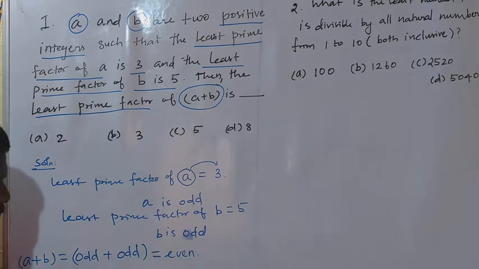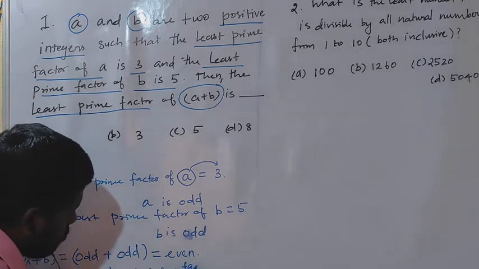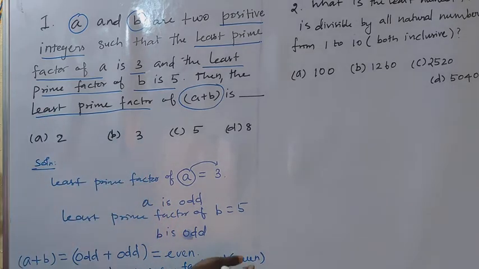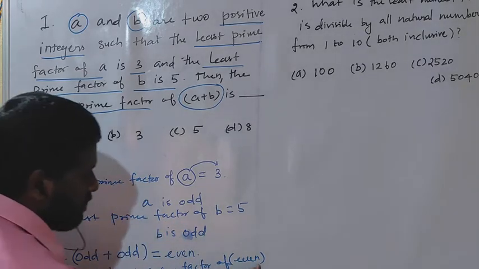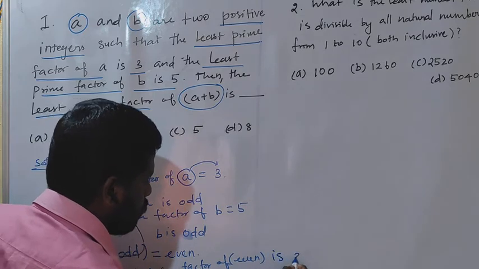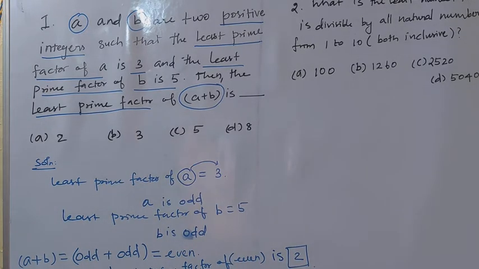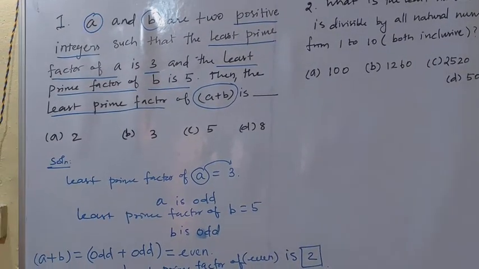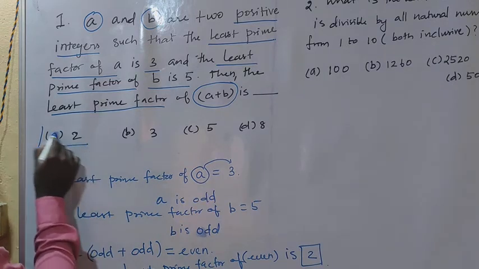What will be the least prime factor of an even number? Why, sir, are you writing even here now? A plus b is the even number, right? So the least prime factor of an even number is 2, because I know that for every even number the least prime factor will be 2, children, no doubt at all. Therefore, the least prime factor of the even number a plus b is nothing but 2. So my answer is 2.